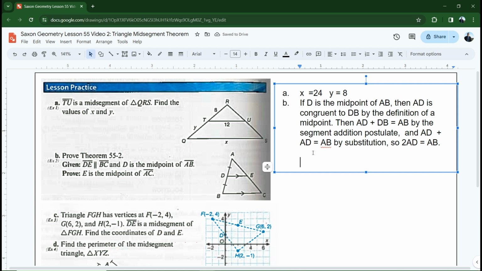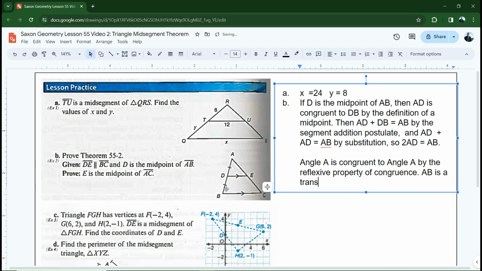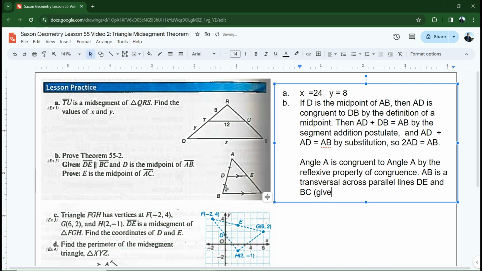So now I've got a similarity ratio between small segment AD and big segment AB, if I can prove that these triangles are similar. Let's try that. So I know that angle A is congruent to angle A by the reflexive property of congruence. This top angle is congruent to itself. That's a good sign for these triangles being similar. But now I have to prove that angles ADE and ABC are congruent. But wait a second, AB is a transversal across parallel lines DE and BC. And that's given at the beginning, basically. I know that these two lines are parallel, and technically I'm applying the definition of a transversal here to state that.